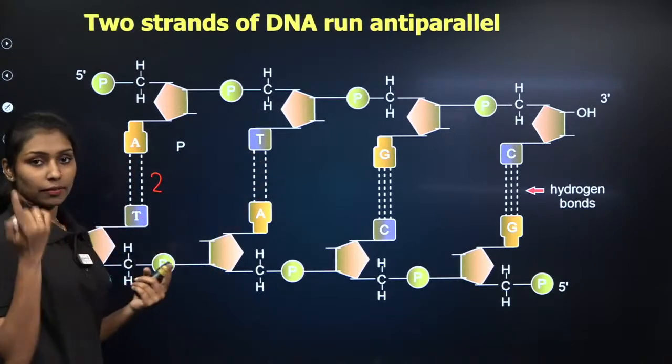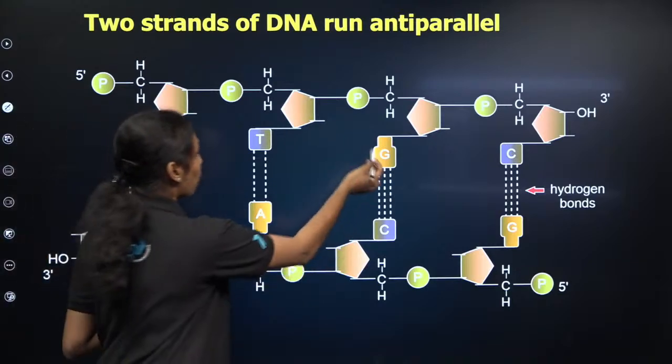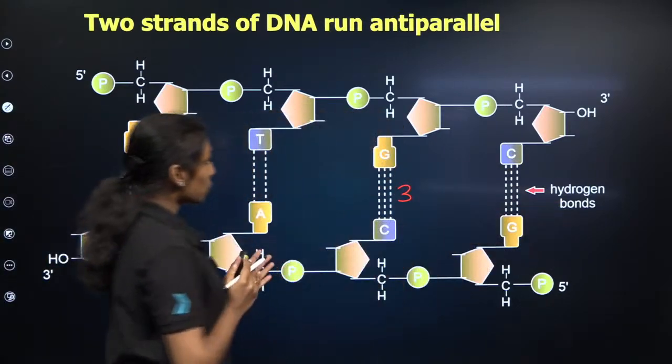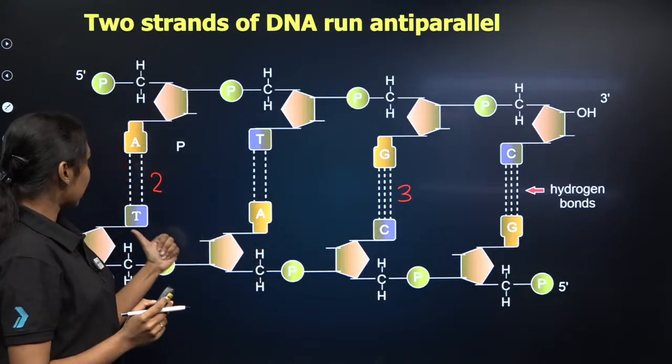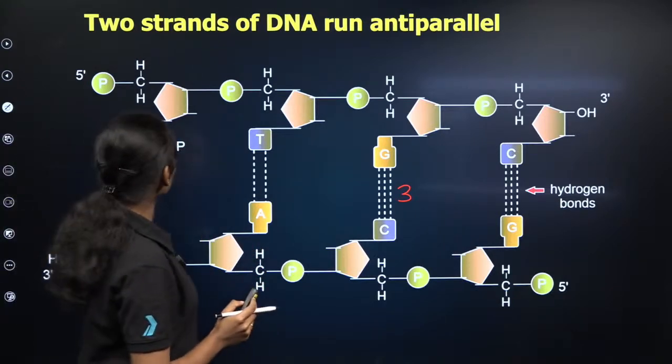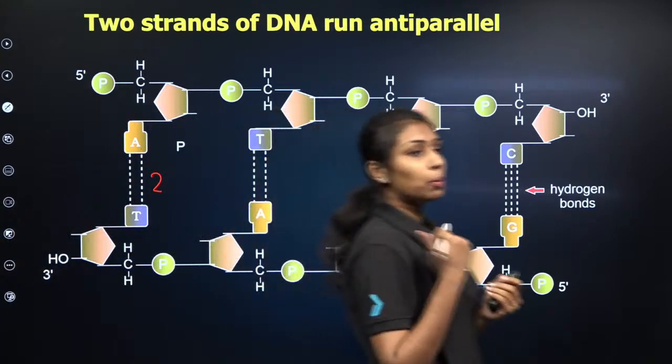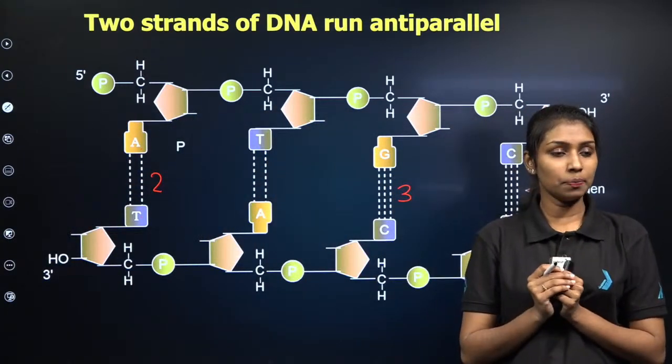Vice versa, thymine also combines with adenine. Guanine with cytosine has three bonds, and cytosine with guanine has three bonds. So, observing this structure, you can say that the first nucleotide chain is complementary to the next one. Clear?